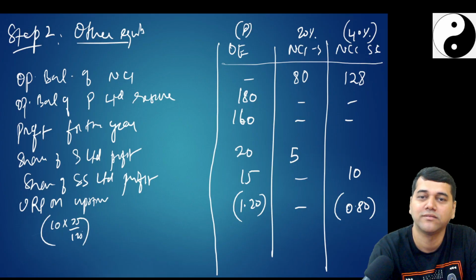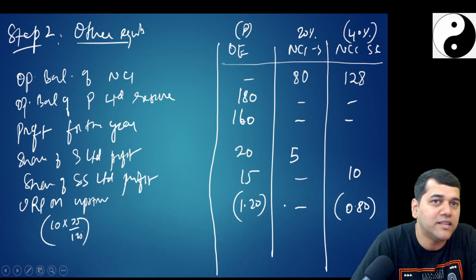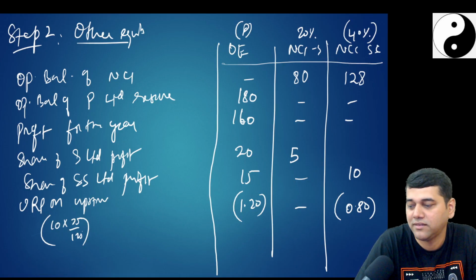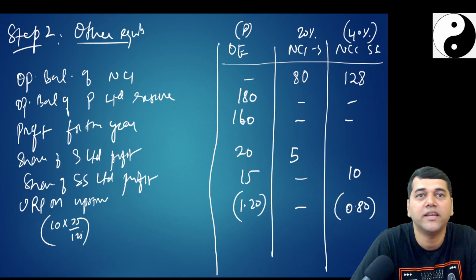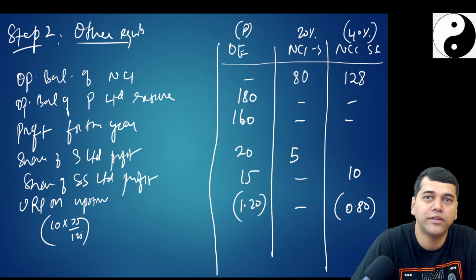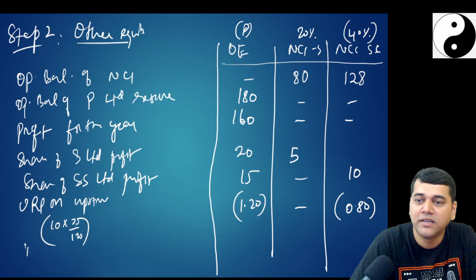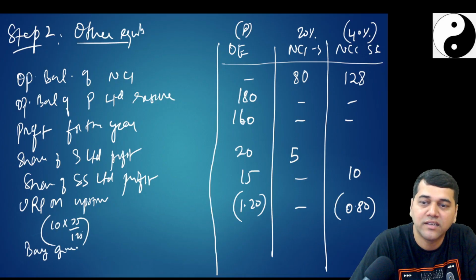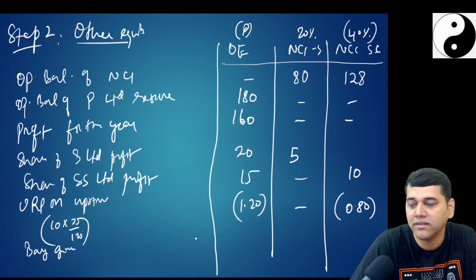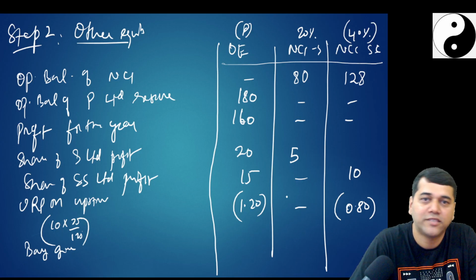Clear, students? Is there anything else? Bargain gain? How can you leave it? Then you will get one balance sheet difference there. Bargain gain. Who is having bargain gain? S or SS?